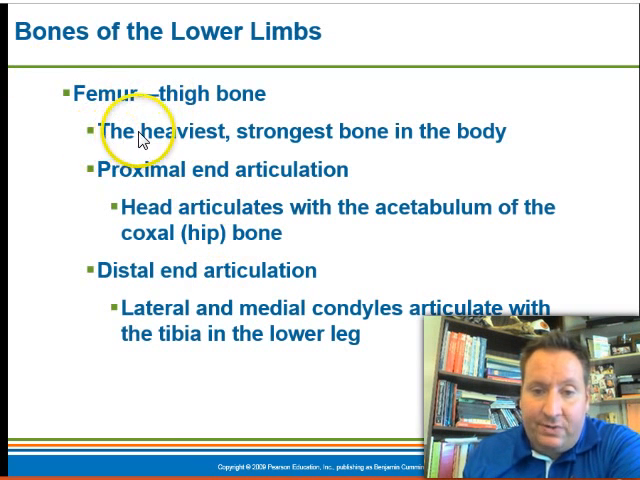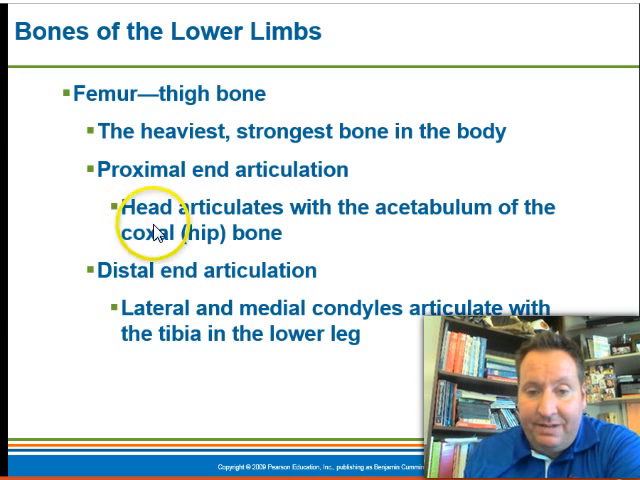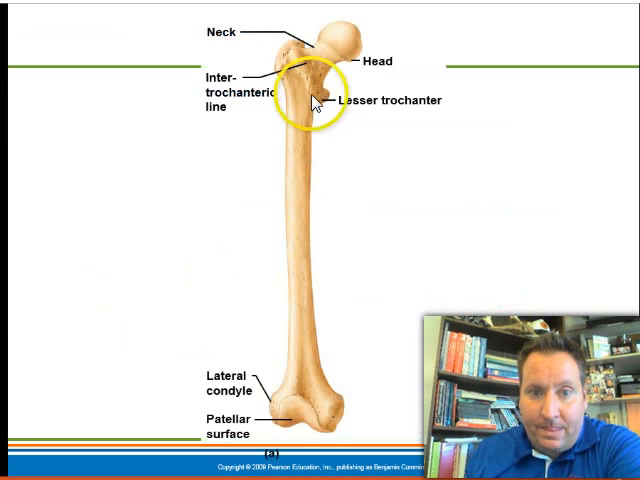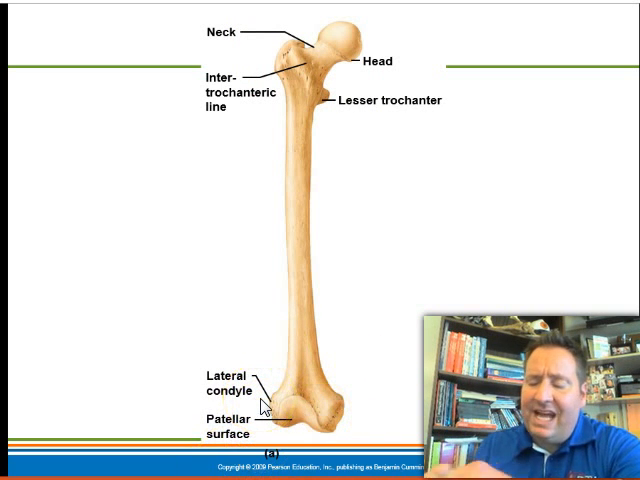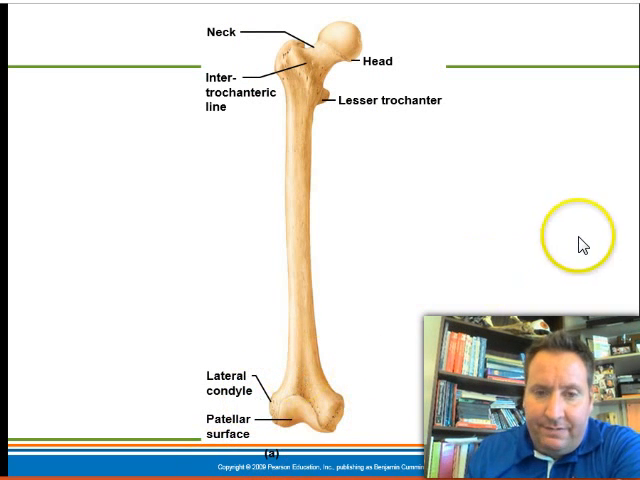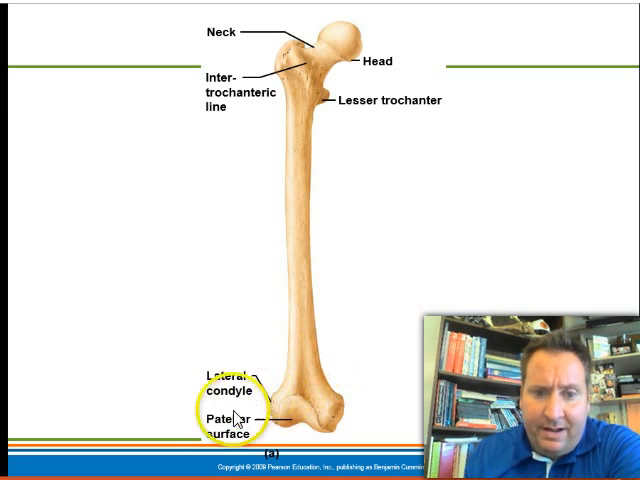The femur is your heaviest, strongest bone in the body. You have the head that's going to articulate with the acetabulum of the hip bone. The distal end is going to attach to the tibia. You have 2 large components: this is the head of the femur, and then you have the greater trochanter and the lesser trochanter. These things down here at the end are called the condyles, and they have cartilage at the end of them to allow for easy movement at that particular area.